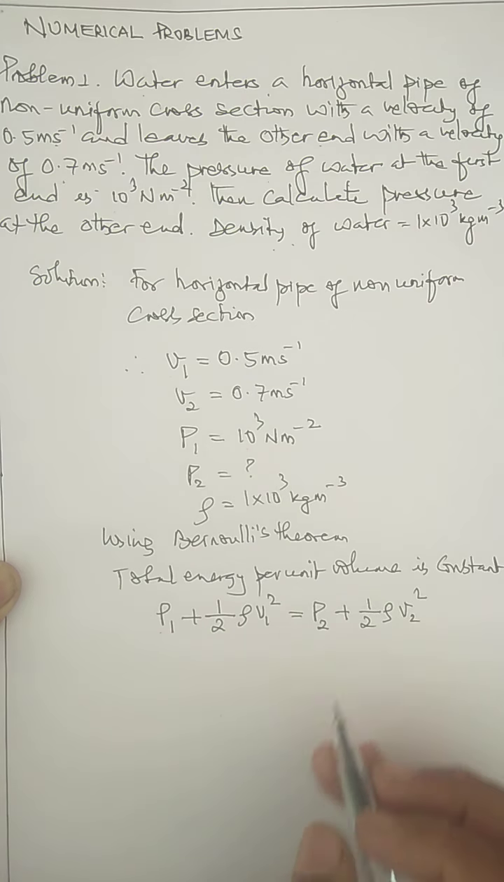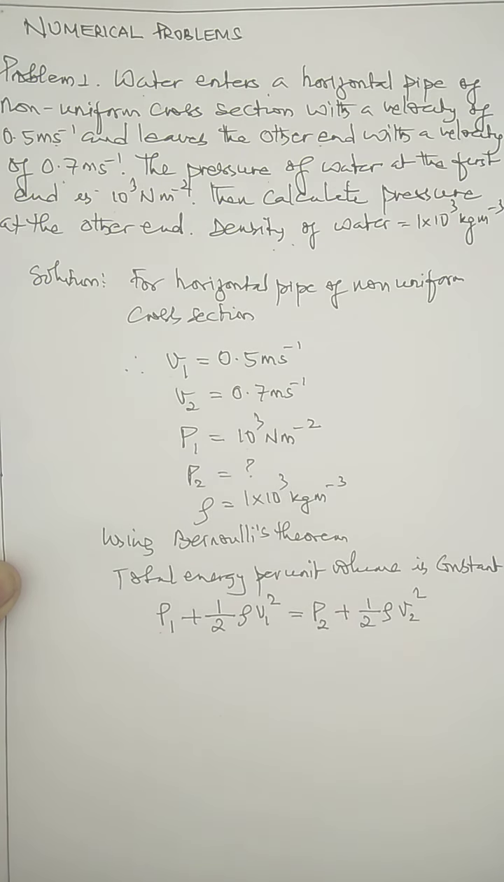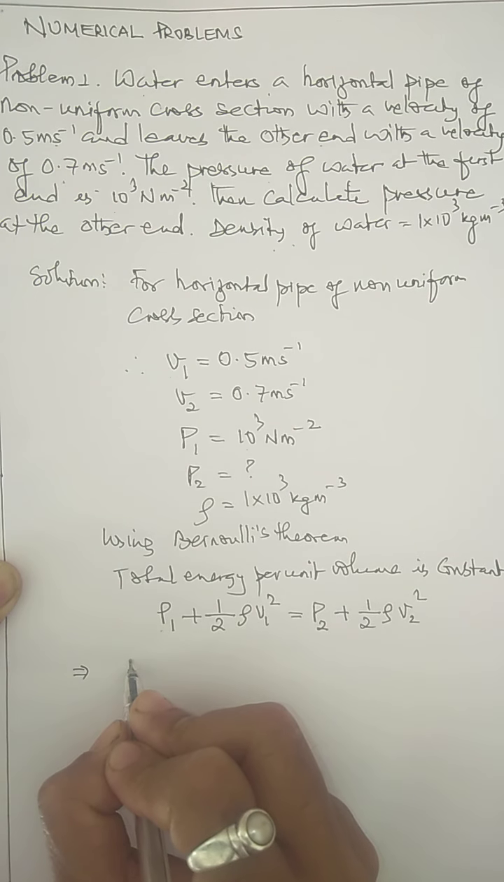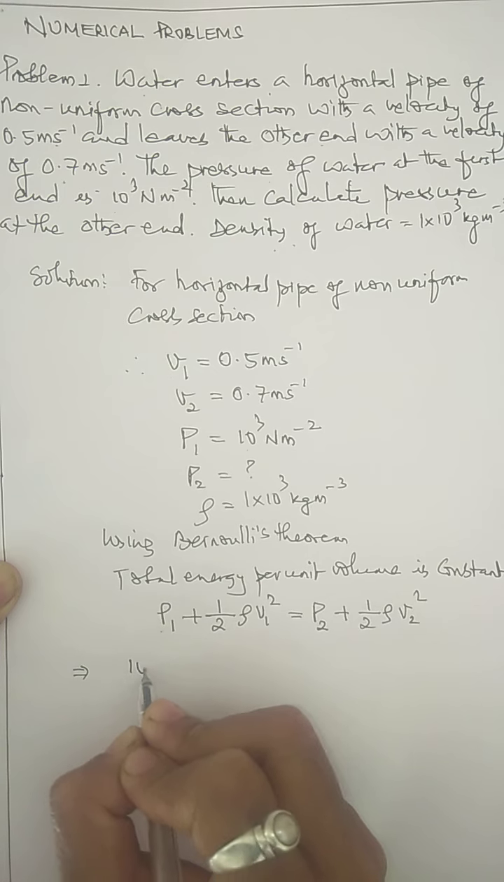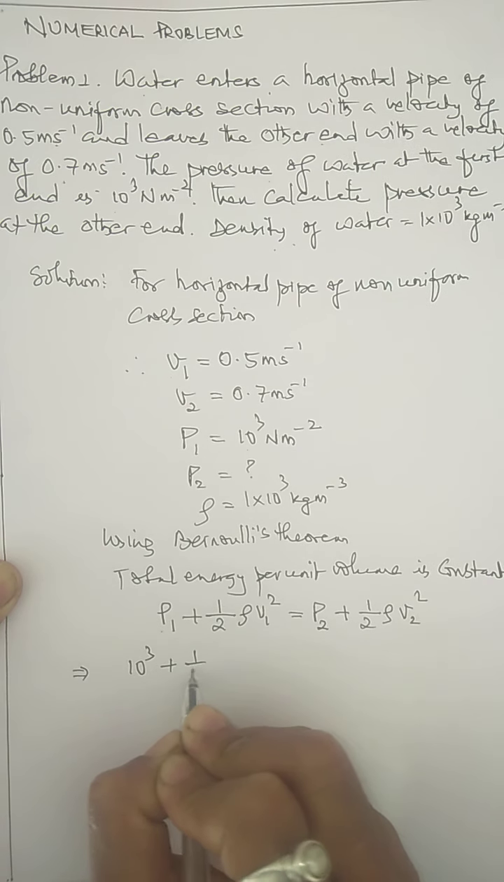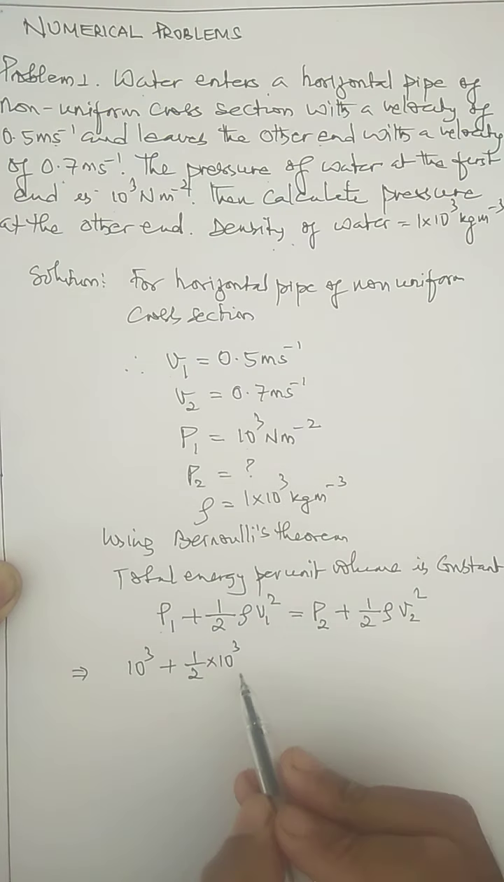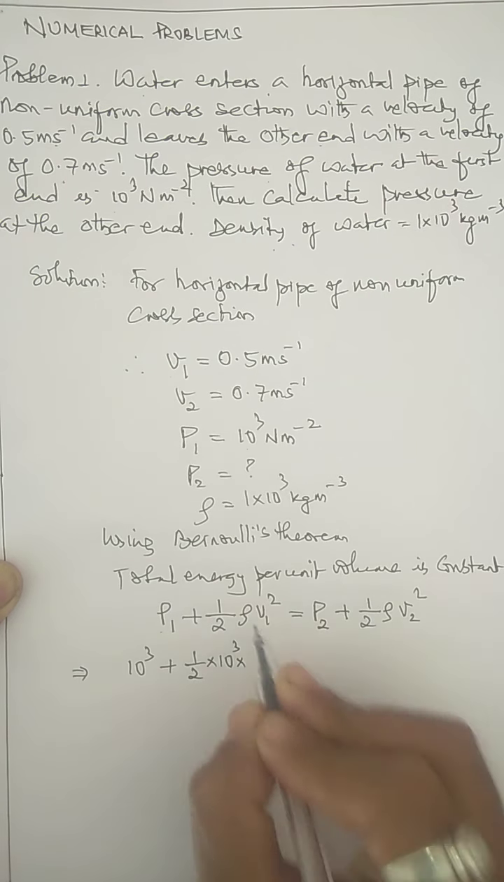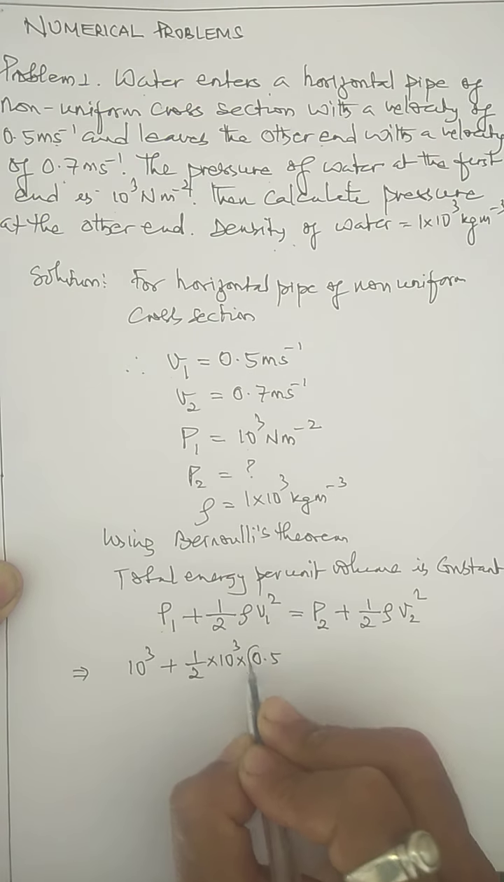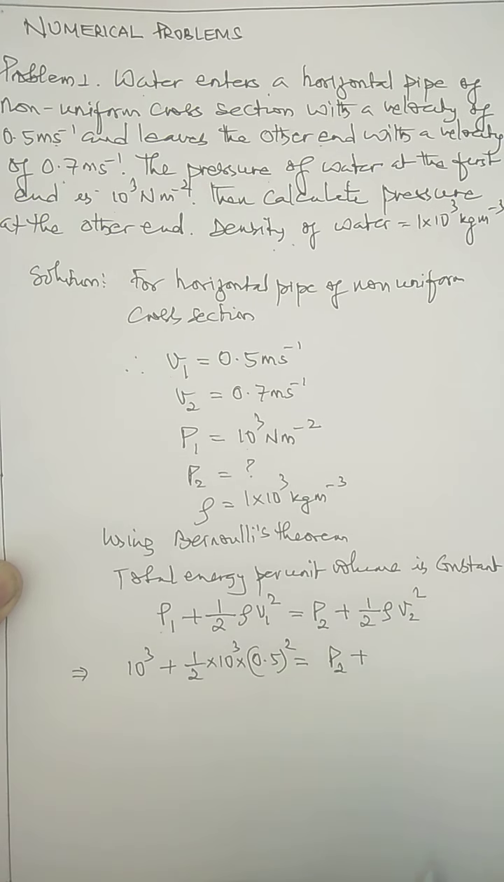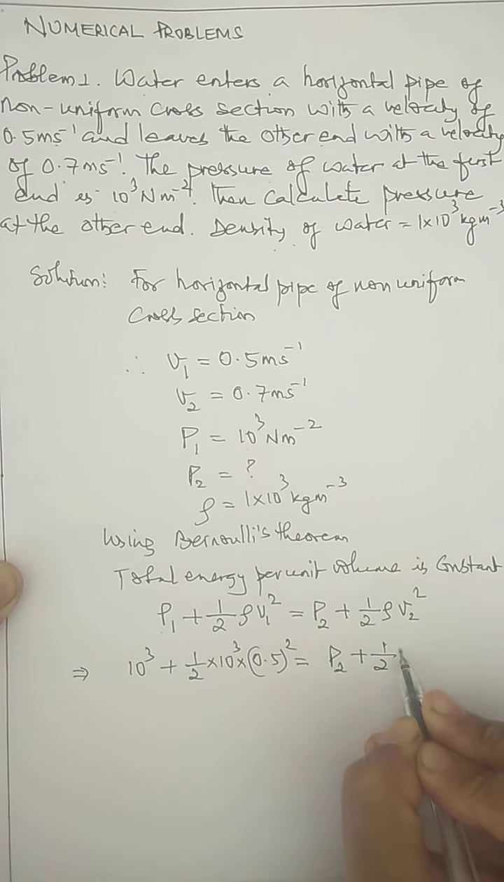So in this problem we need to find this pressure P2. So let's substitute the values, children. P1 is 10 to the power 3 plus half. Density is 1 into 10 to the power 3, this is simply 10 to the power 3. Now v1 means 0.1, with whole square, equals P2 that we need to calculate plus half.